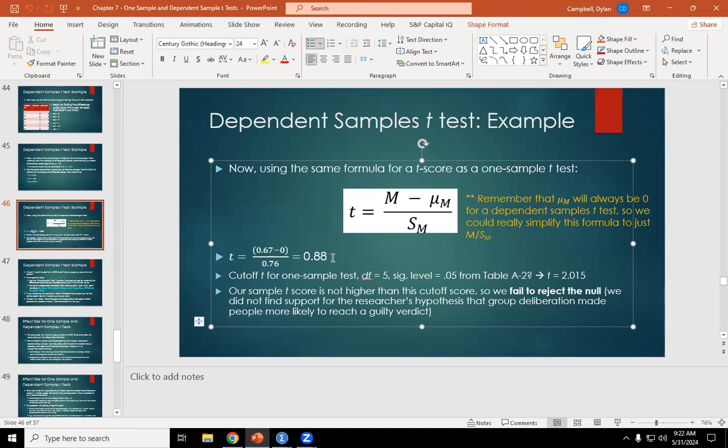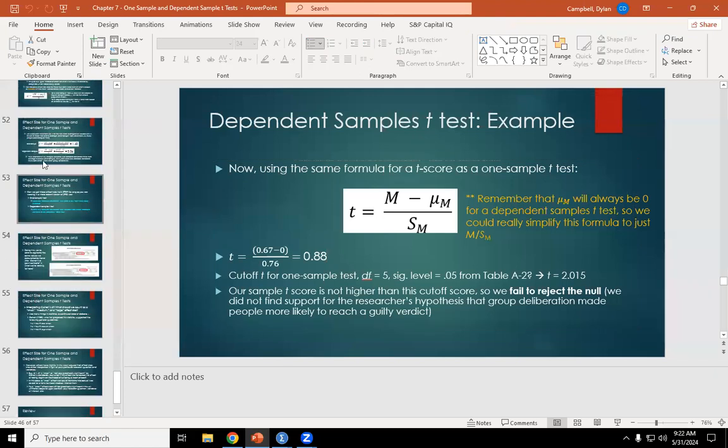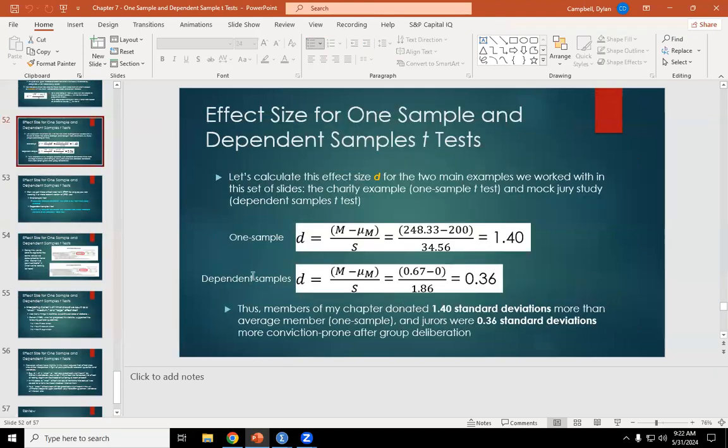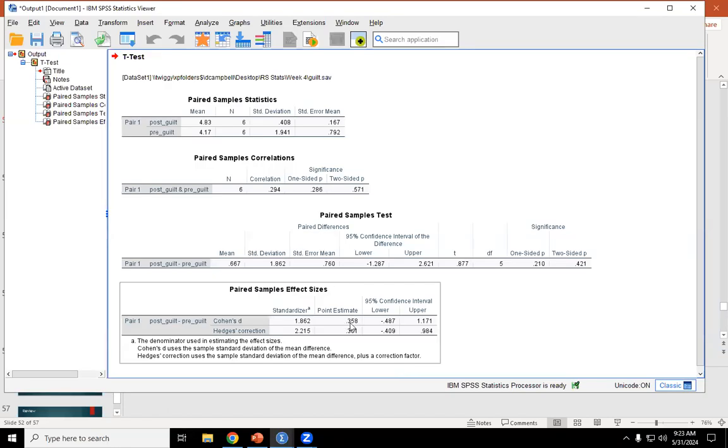Then we can go back to the slides and just make sure we found the same statistics when we were doing all this by hand. So you have your t-score here, 0.88. That checks out with what we found. And then you had your dependent samples Cohen's d calculation here as well, and we found 0.36. Same thing we get here, 0.36.